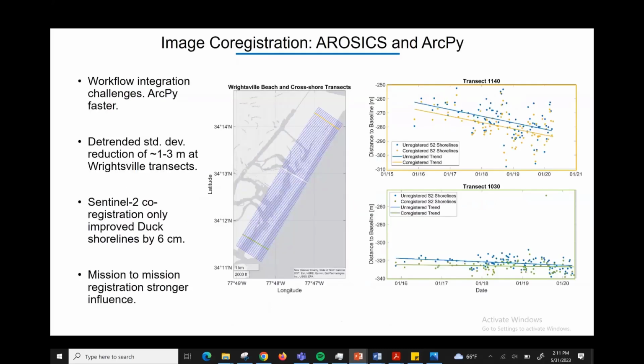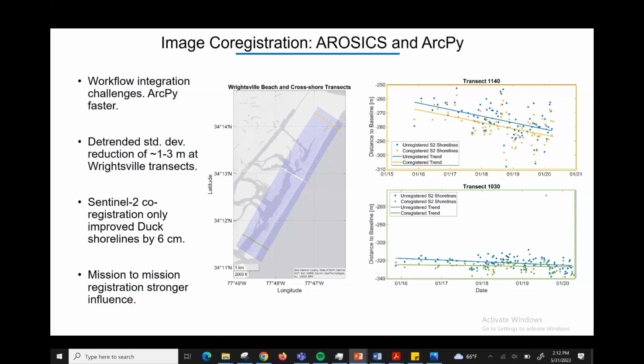Shannon looked a lot at trying to improve our image co-registration. There are some software packages out there. We first looked at Aero6. That proved to be pretty challenging to implement into the workflow, computationally expensive, and just a little buggy. So we shifted gears and started to use ArcPy. We tested this at a couple sites.